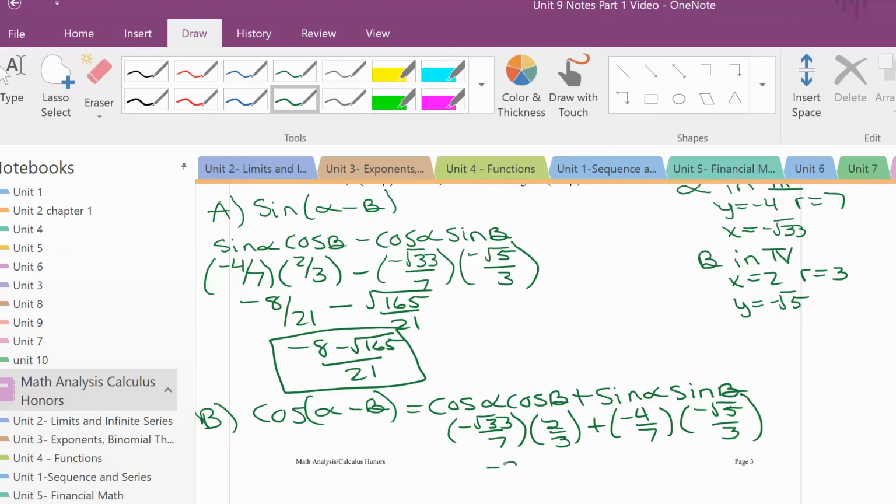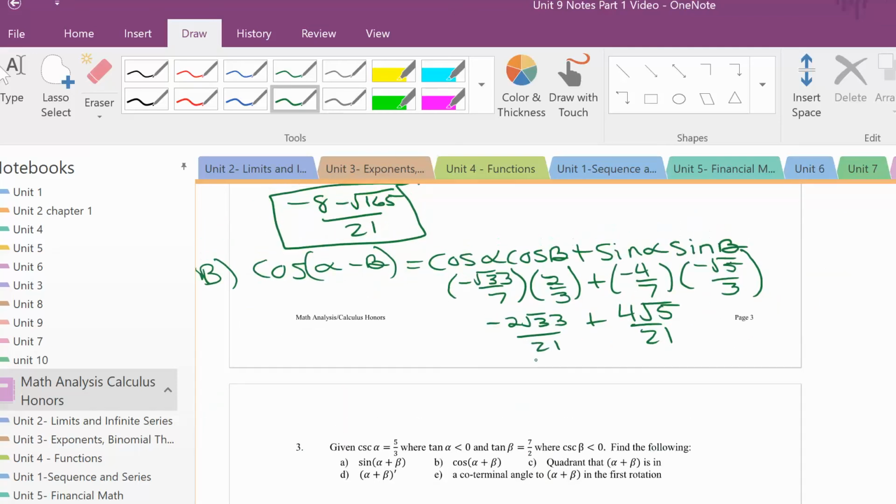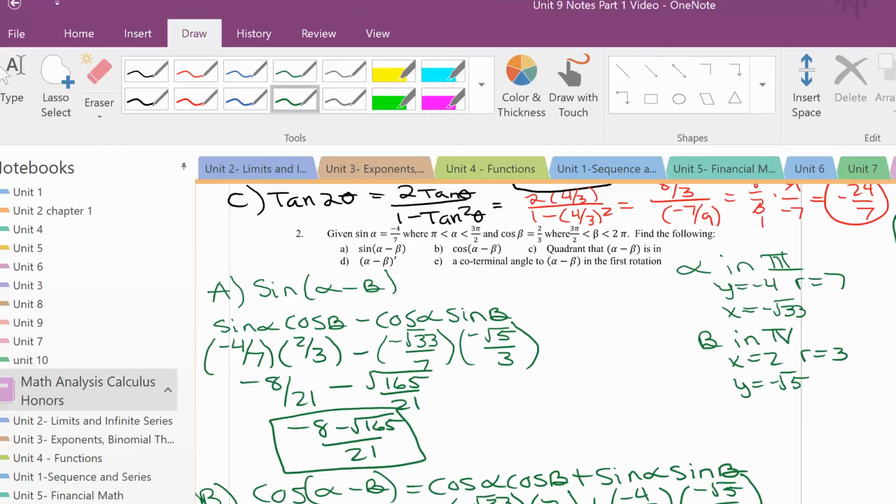So we have negative 2 rad 33 over 21 plus 4 rad 5 over 21. So either way you write it, 4 rad 5 minus 2 rad 33 over 21. And that is also a negative value if you put that in your calculator. The reason why that's important is because when you get to part C, if both sine alpha minus beta and cosine alpha minus beta are negative, that means it's in quadrant 3.